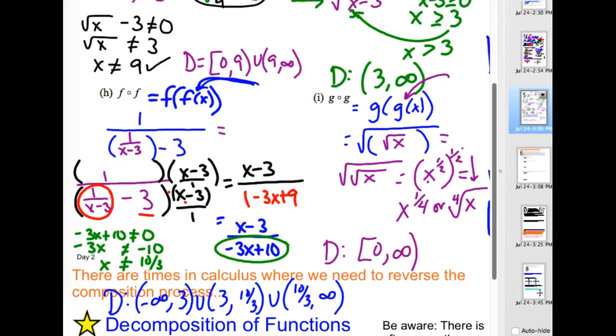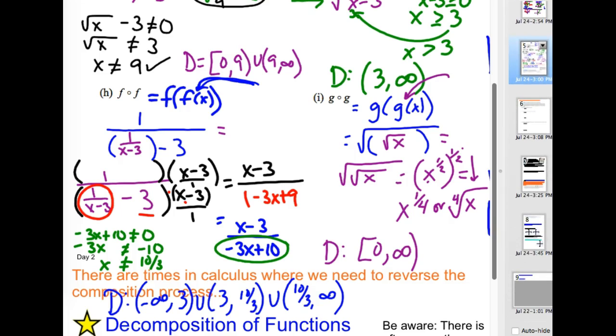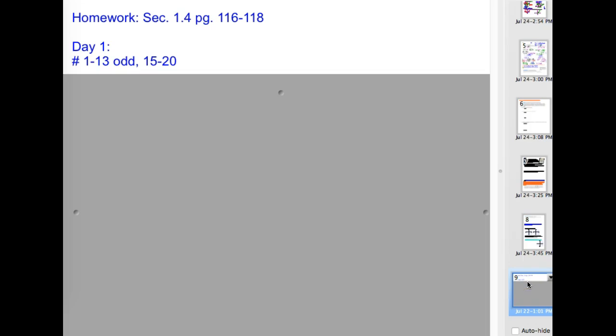All right, so tomorrow we will start looking at some decompositions, in other words, taking something that was already composed and undoing it. All right, so for your homework today, you are going to start on page 116. You're doing 1 to 13 odd and 15 to 20. You are allowed to work together after everyone has finished watching these notes.